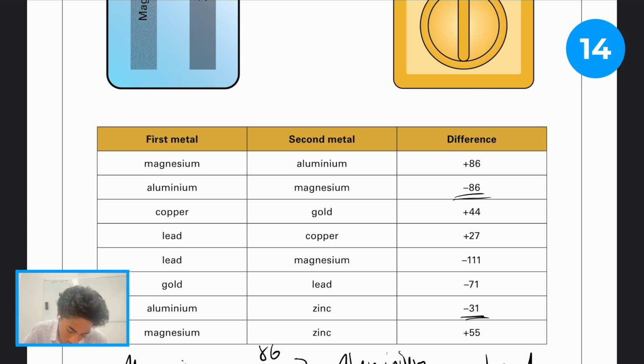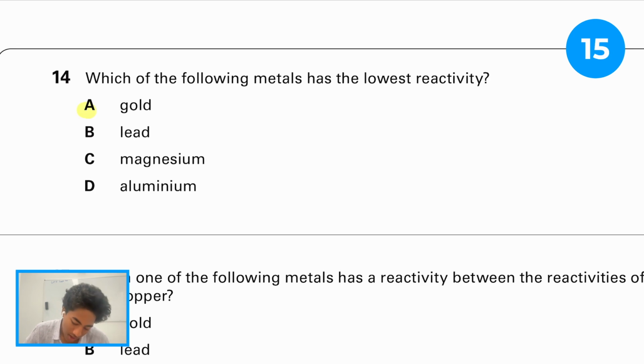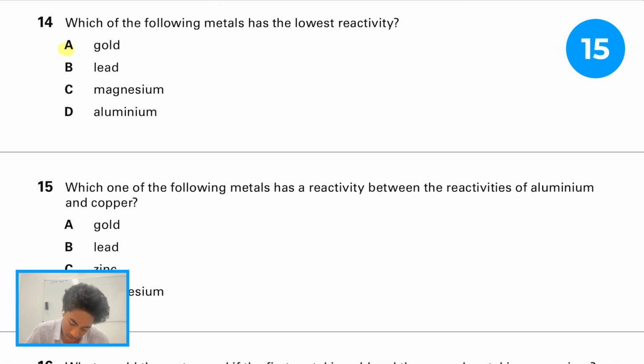Then let's see. Gold is less reactive than lead by 71. So if we go another 71, we get to gold. Okay? Then let's see. Gold is less reactive than copper. So right now, it probably is that gold is our least reactive metal. So there we go.